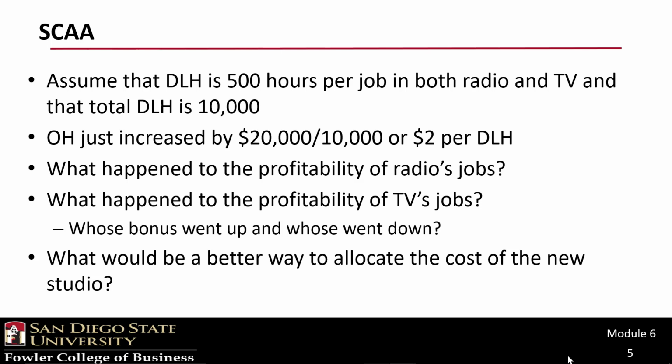So the question is, whose bonus went up and whose went down? You can tell that probably radio's bonus went up and television's went down, and that's because we're using a single cost driver to allocate the cost of overhead. A better way might be, as we finished off in Chapter 4, to allocate those costs on multiple drivers.